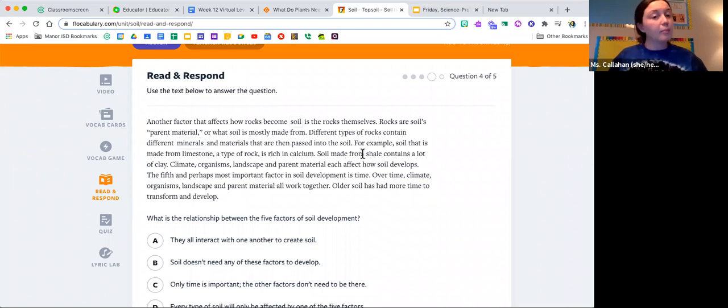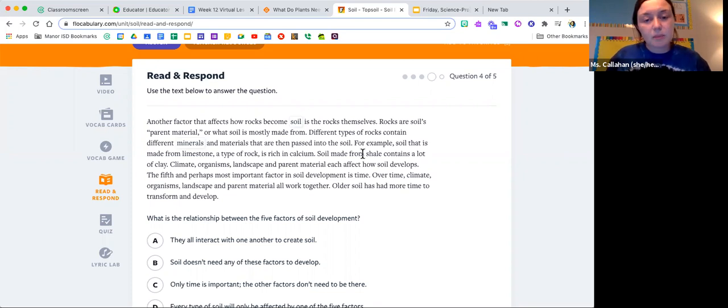The fifth and perhaps most important factor in soil development is time. Over time, climate, organisms, landscape, and parent material all work together. Older soil has had more time to transform and develop.